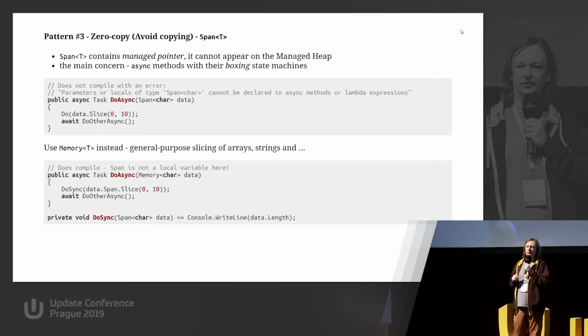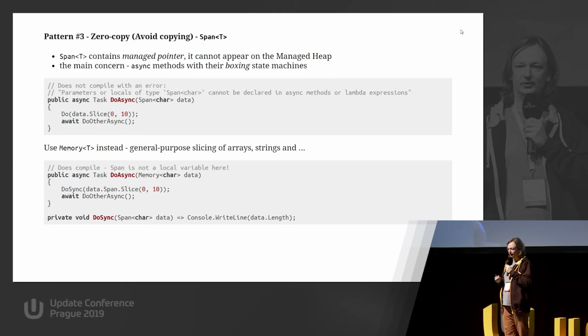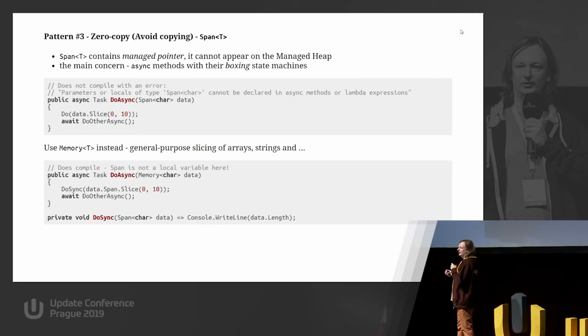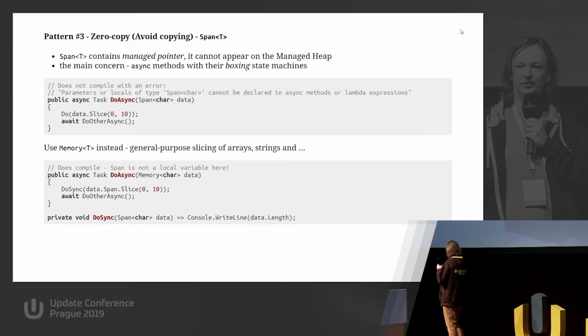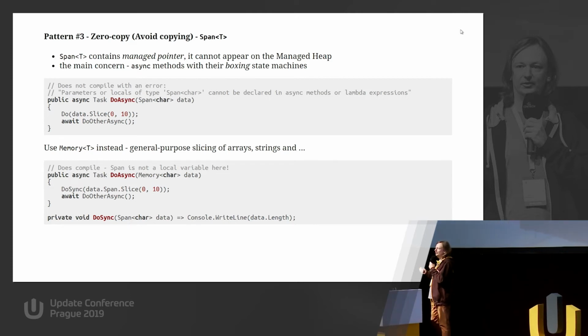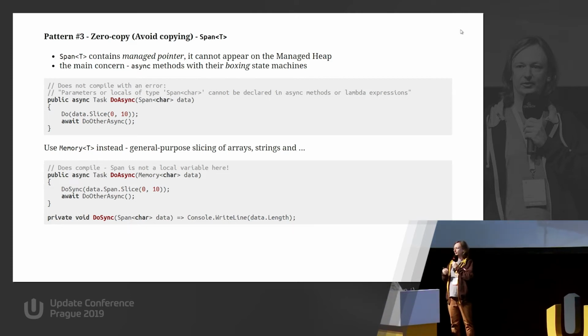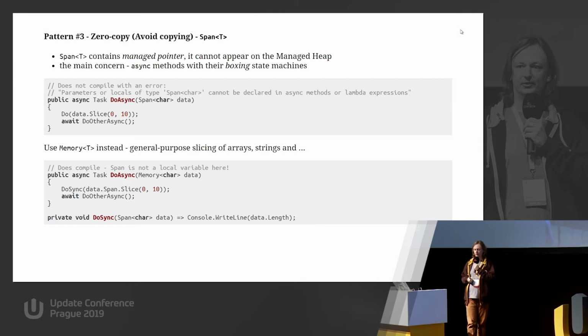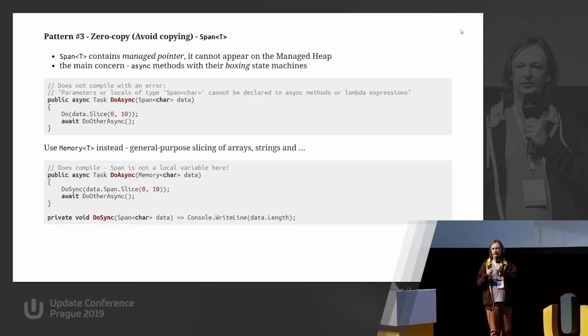So this is how you can solve that typical pattern using Memory of T in async methods, and from Memory of T, you can take spans. And Memory of T can be taken from the memory pool, as I was showing previously. So you can use Memory of T, which is taken from the Memory of T shared pool.